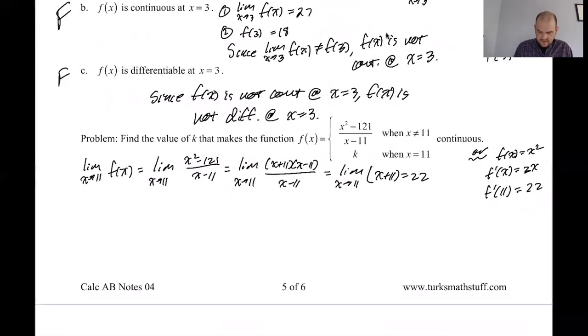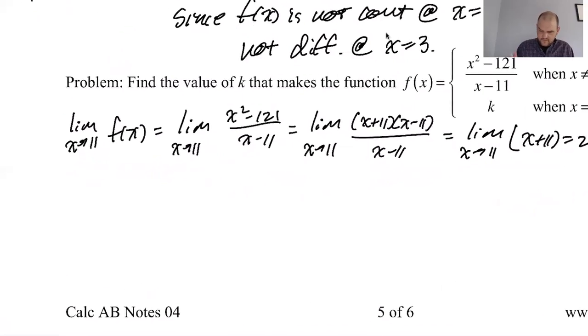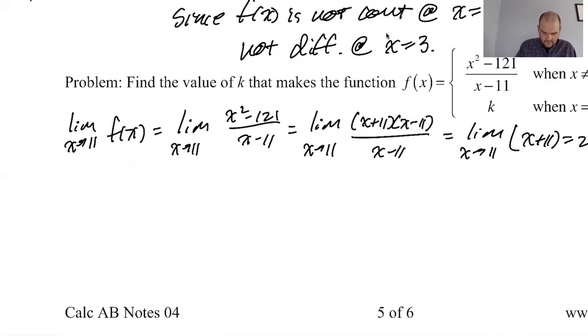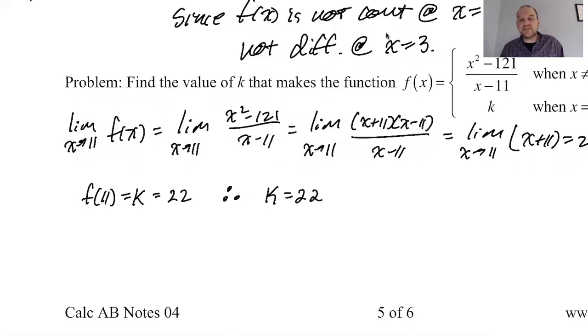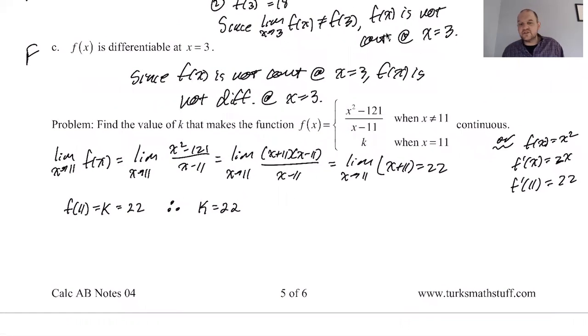So we need f of 11, which is equal to k, to equal 22. Therefore, k equals 22. So as long as k is equal to 22, this function is going to be continuous.